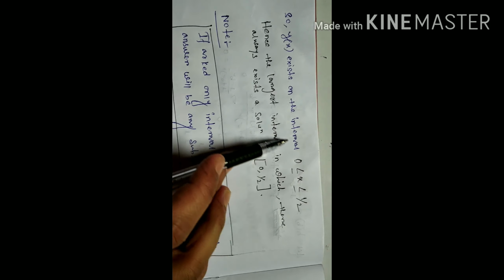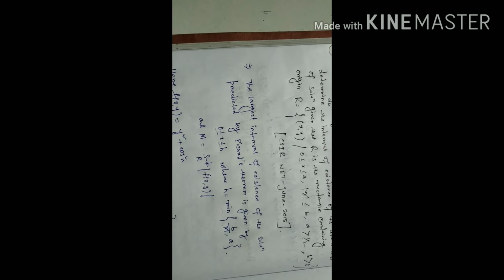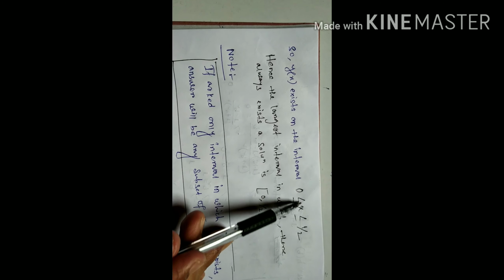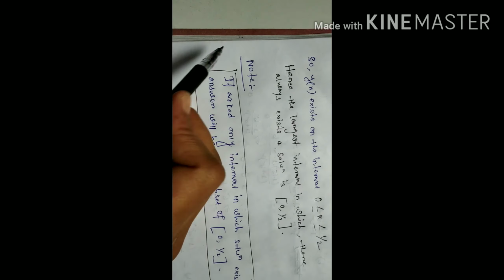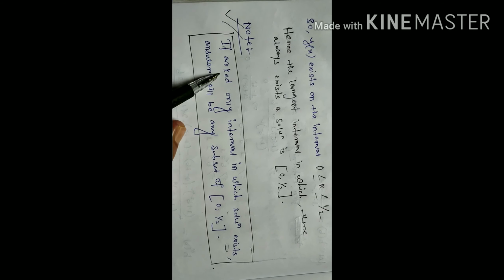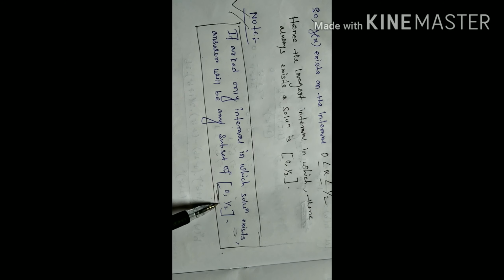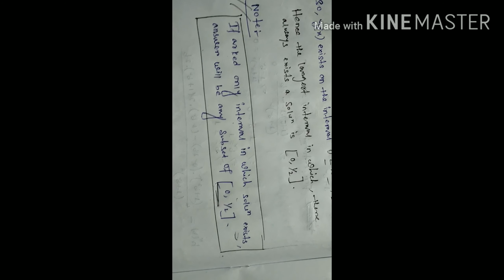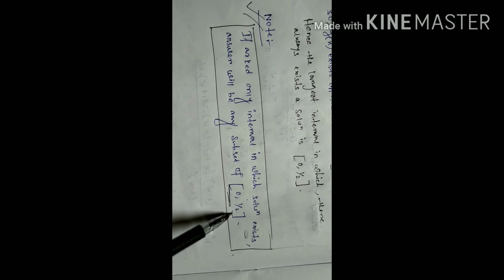So y(x) exists on the interval 0 ≤ x ≤ h, so h is here 1/2, and we get the interval 0 ≤ x ≤ 1/2. Hence the largest interval in which there always exists a solution is [0, 1/2]. Here is an important note: if asked only for an interval in which a solution exists, the answer will be any subset of the closed interval [0, 1/2].